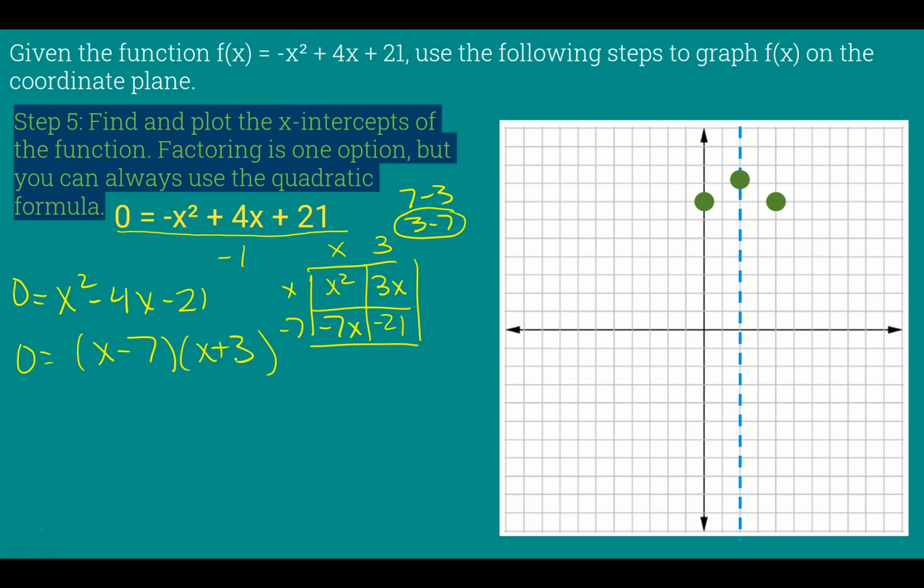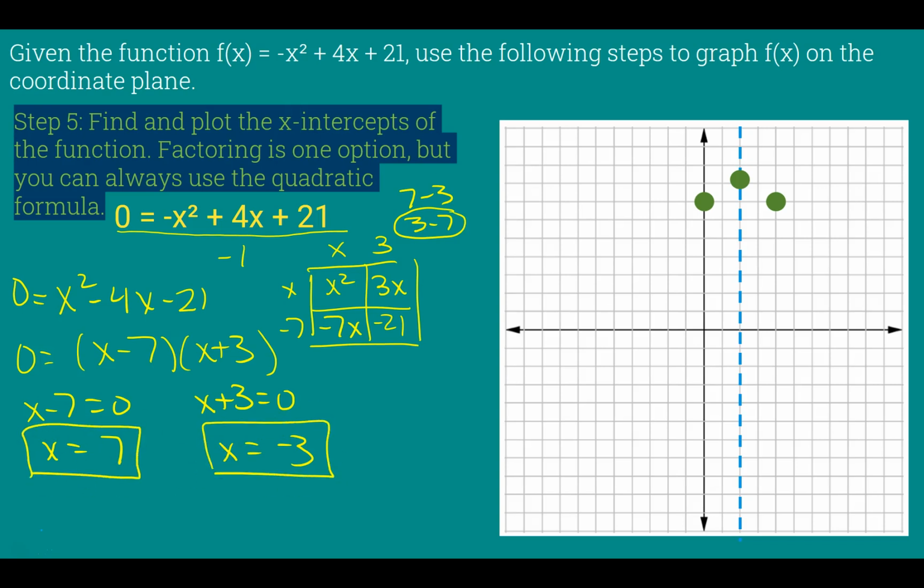So when we make both equal to 0, and we solve for our x's, how am I going to move this 7 over? We're going to add it. How am I going to move the 3 over? Subtract it. So we have x-intercepts at 7 and at -3. So there's -3, 2, 3, 4, 5, 6, 7. Just like that.